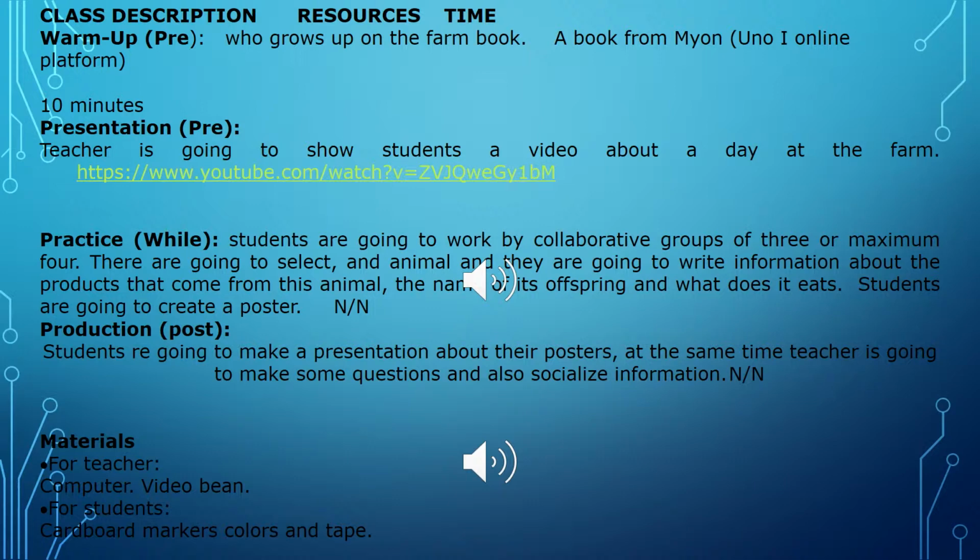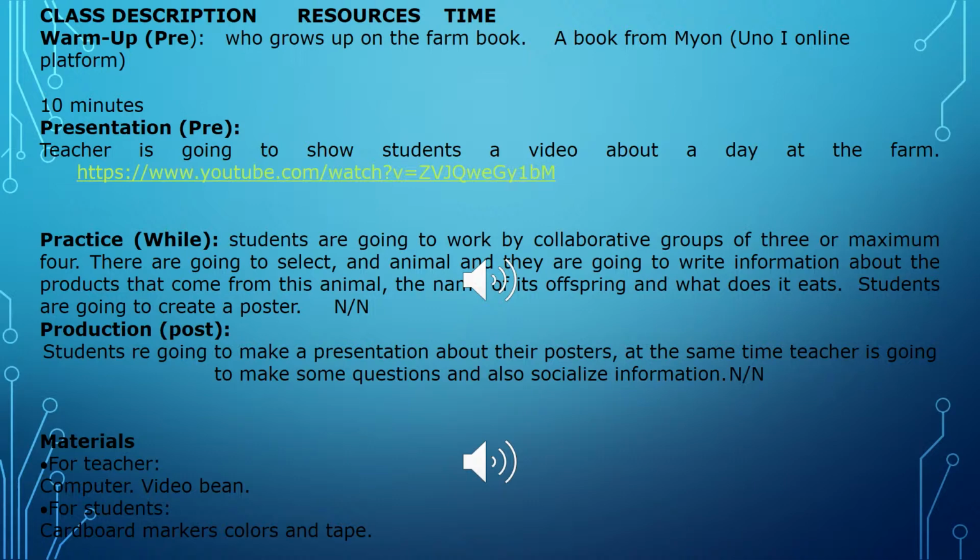Finally, the materials that are going to be used in this class are, for the teacher, a computer and a video in order to show students the videos and the book that they're going to read. And for students, they are going to use their notebooks, their cardboards, markers, colors, and tape if it's needed.